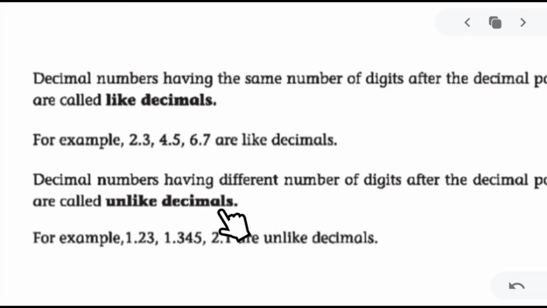Then what are unlike decimals? Decimal numbers having a different number of digits after the decimal point are called unlike decimals. Look at the example: 1.23 has 2 digits after the decimal point, 1.345 has 3 digits, and 2.1 has 1 digit. So the decimal parts have 2 digits, 3 digits and 1 digit. Different numbers of digits after the decimal point make them unlike decimals.